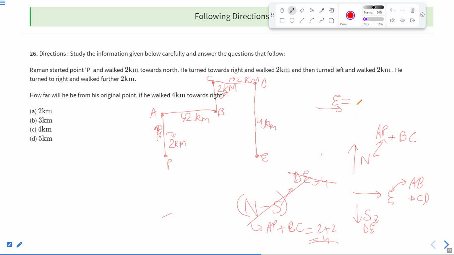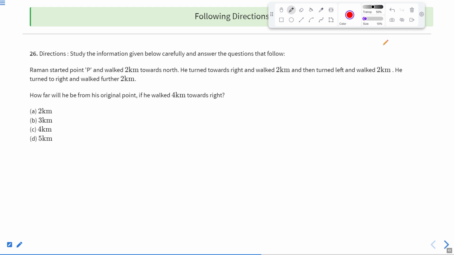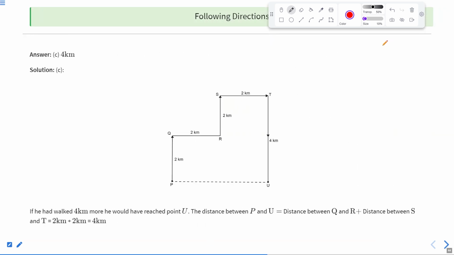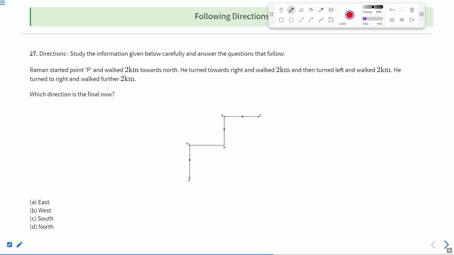Now that eastern movement is AB plus CD. AB is 2 kilometers, CD is 2 kilometers. Therefore, that gives 2 plus 2, which is equal to 4 kilometers. So the answer is 4 kilometers east. As can be seen from this diagram, the answer is indeed 4 kilometers. That's all for today.